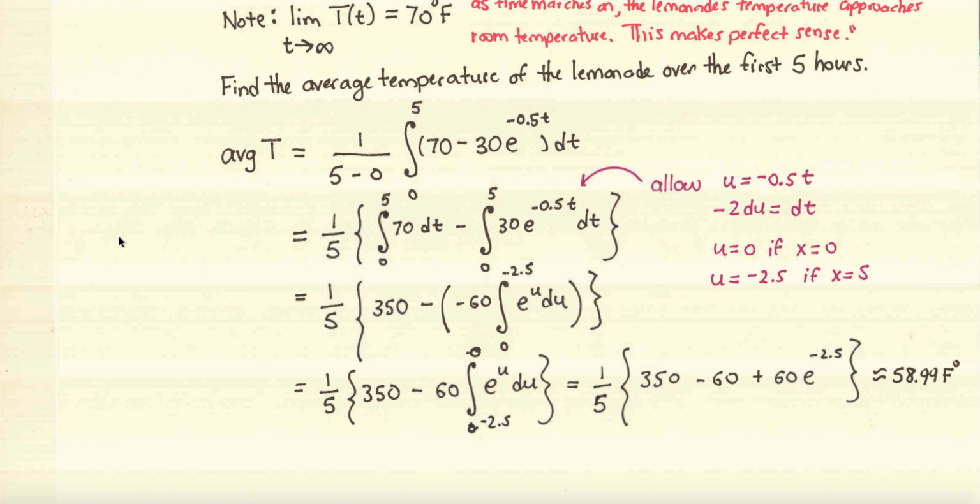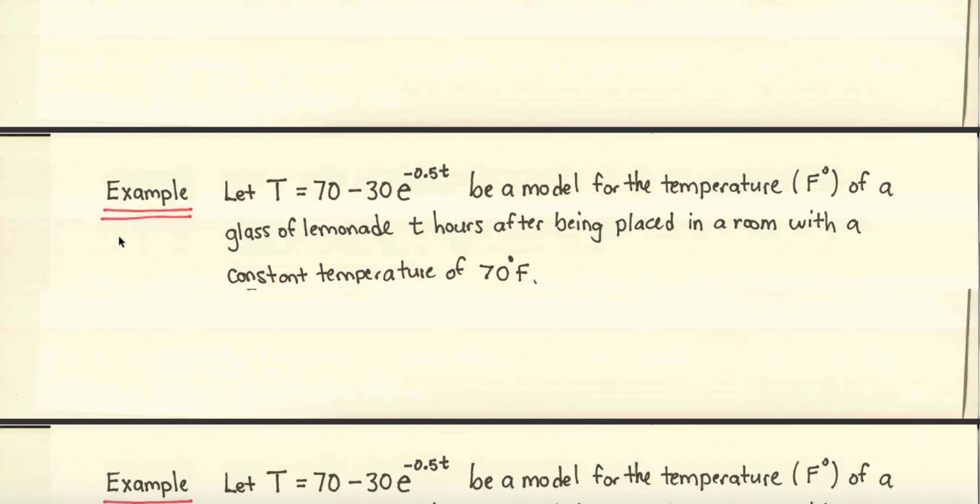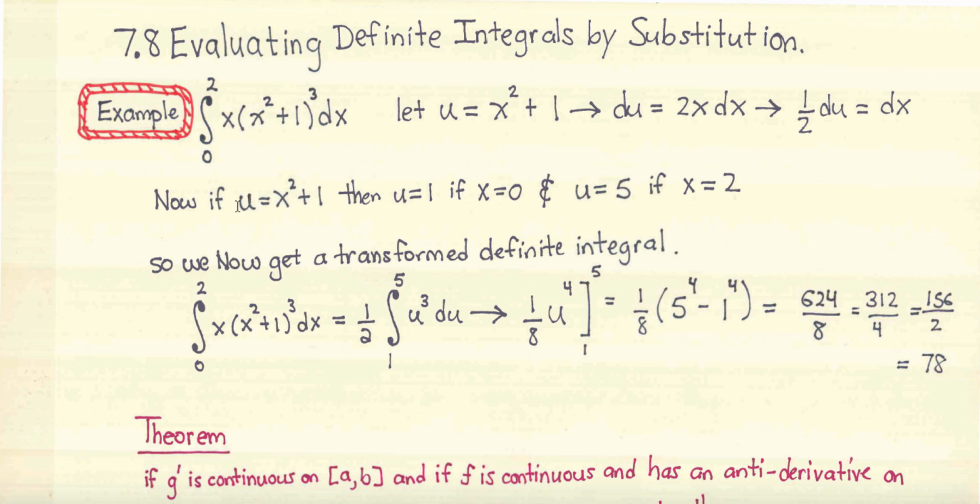All said and done now, after we calculate this, we get the average temperature of the lemonade over the first 5 hours, that's the interpretation here, is 58.99 degrees Fahrenheit. And that is the lesson. So what did we learn today?